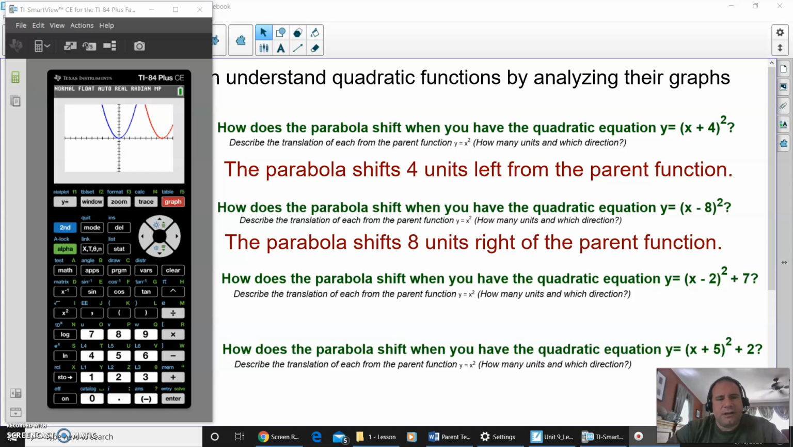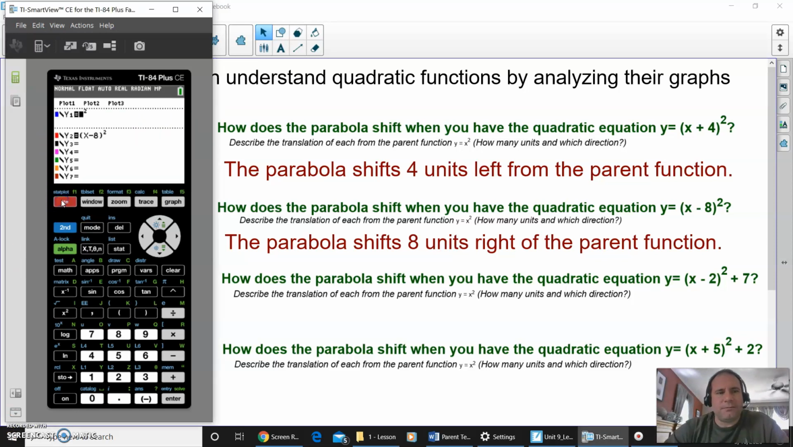The third question, how does the parabola shift when you have a quadratic equation of y equals, in parentheses, x minus 2 squared plus 7? So this might be a little bit more difficult, but use your calculator.